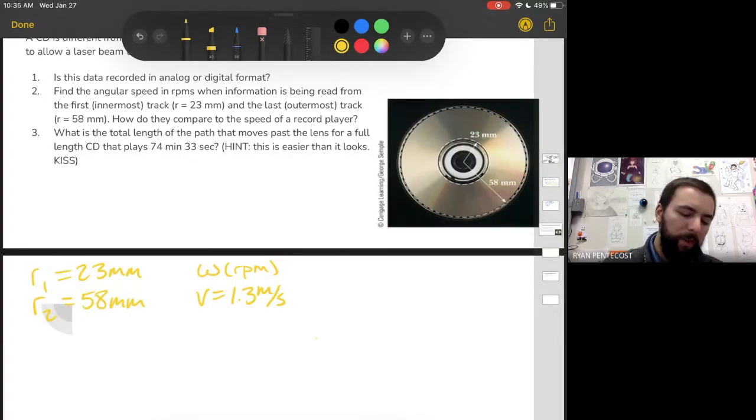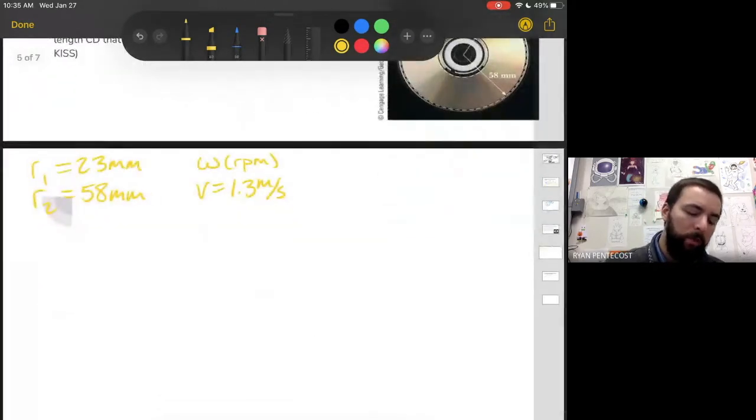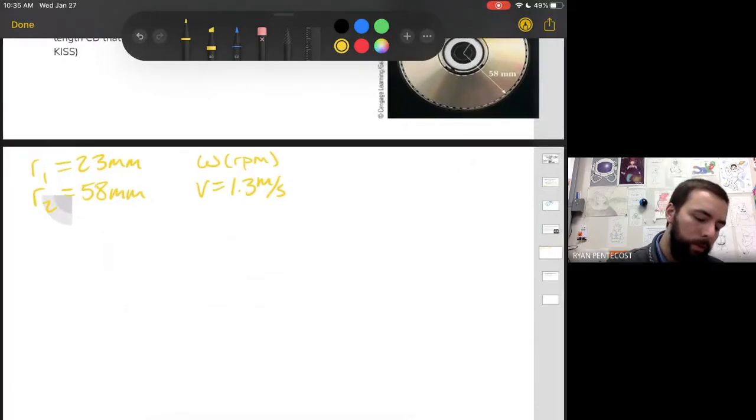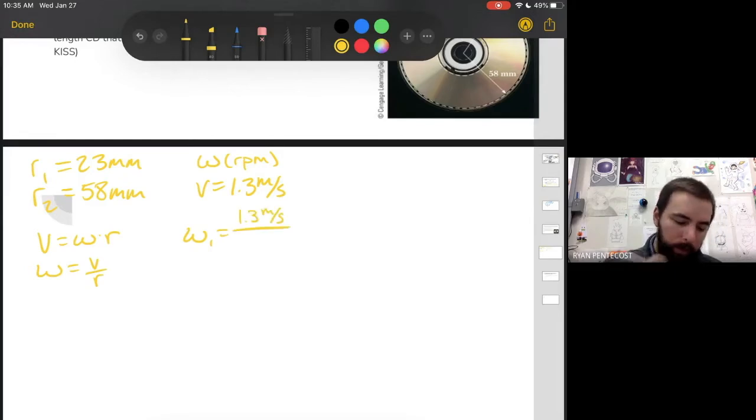So we have V, we have R. If we want to find omega, we can just use our bridge equation, right? V equals omega times R, so omega must equal V divided by R. So omega 1 would be 1.3 meters per second, okay? And that is divided by our radius 1, which is 23 millimeters, which we must put in meters to cancel out that meters up top.